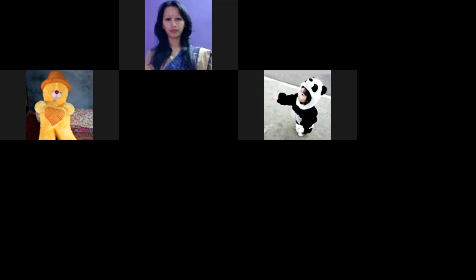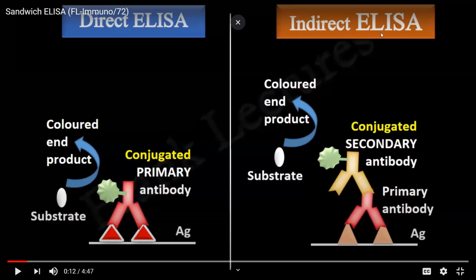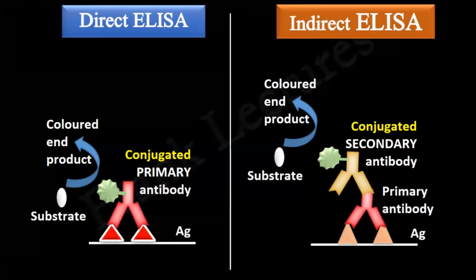There is another type of ELISA which is known as sandwich ELISA. So we'll study on that today. I'll share the screen with you. So this is direct and indirect ELISA, which I had explained in the previous class. The other ELISA which remains to be studied is sandwich ELISA.